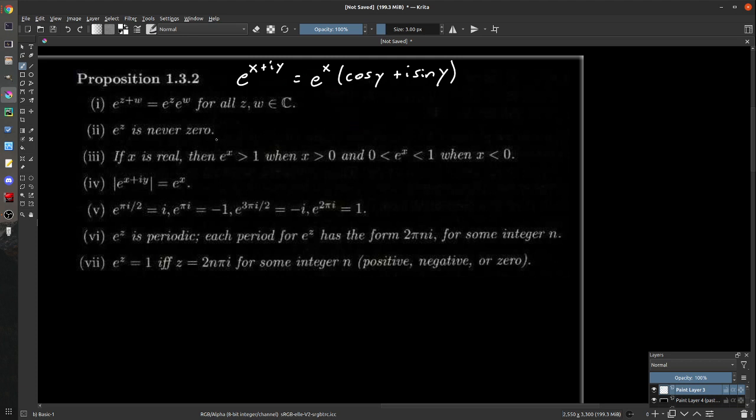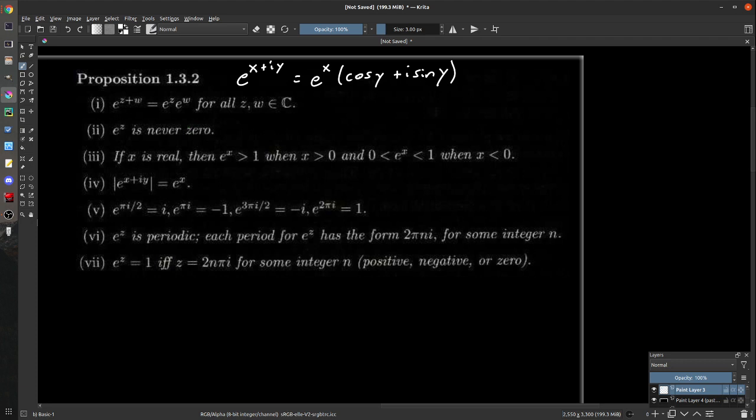So this guy is never zero. That's pretty obvious just because e to the x, real valued function, is not zero. And then that cosine plus i sine, you're never going to get sine and cosine simultaneously zero. Just think about the unit circle. There is no point on the circle that has an x and a y coordinate of 0. That's in the middle of the circle. So obviously this thing will never be 0.